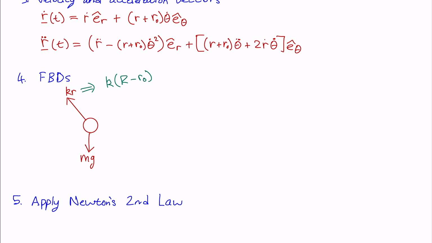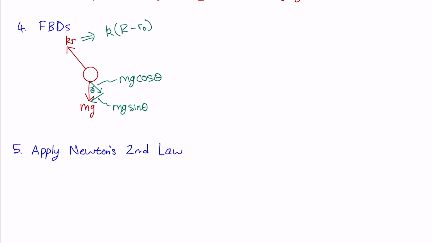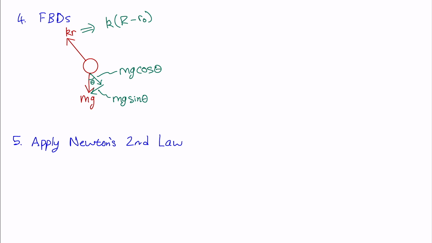Okay, so we're going to break up this mg force into two components, one in the e hat r direction, one in the e hat theta direction. We already know that this angle right here is theta, and so this will be mg sine theta. This will be mg cosine theta, and we'll worry about the directions or the signs in a moment. Any questions on the free body diagram, or how we broke up the forces?